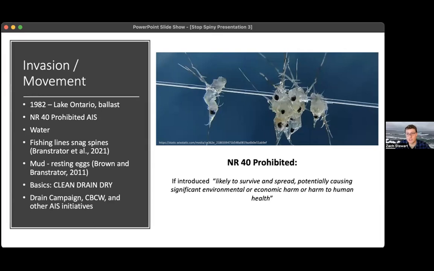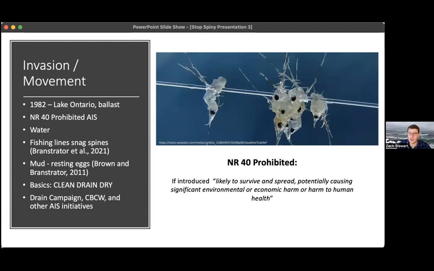Mud is another vector. These spiny water fleas produce eggs in the fall, and the eggs lay in the mud. So anytime that mud gets moved from one lake to another, it's a potential risk for spreading spiny water fleas. So the good news is we can avoid all of these vectors for transport through our basic knowledge of clean, drain, dry your equipment before you move to another lake.